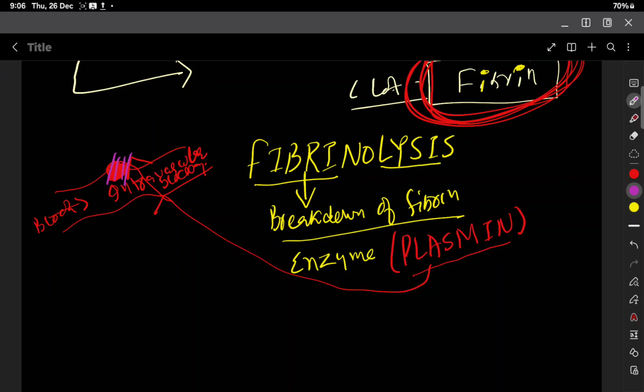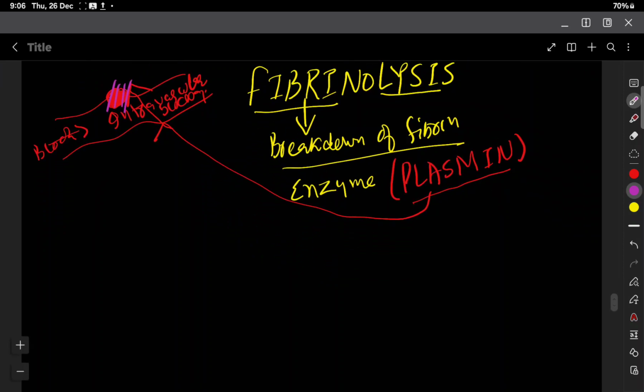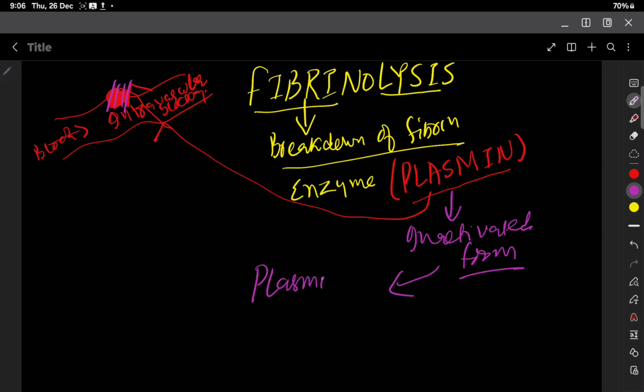Now this plasmin is not always present in the activated form, because if it were always active, it would always break down the clots. So plasmin is present in blood, but in the inactivated form. This inactivated form of plasmin present in our blood is called plasminogen. Plasminogen is the inactivated form of plasmin.